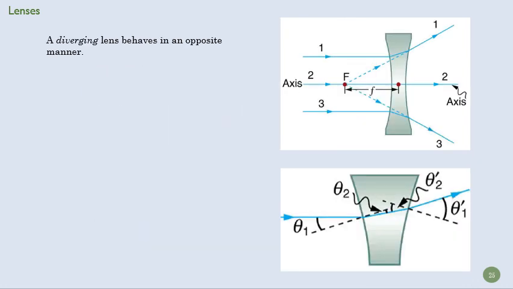A diverging lens acts, not surprisingly, in the exact opposite way, right? So you have rays that come in here and they diverge away. So where's the focal length with a diverging lens? It's right here. It's a virtual focal point. And the focal length is negative because it's in front of the lens here.